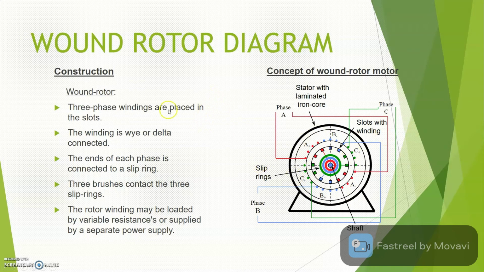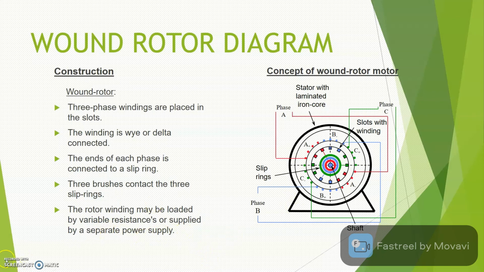In terms of the construction, the 3-phase windings are placed in the slots. The winding can be either Y or delta connected, depending on the connection that you want. The ends of each phase are connected to the slip rings. This is the slip ring connected to each phase. Three brushes contact the three slip rings. The rotor winding may be loaded by variable resistance or supplied by a separate power supply.